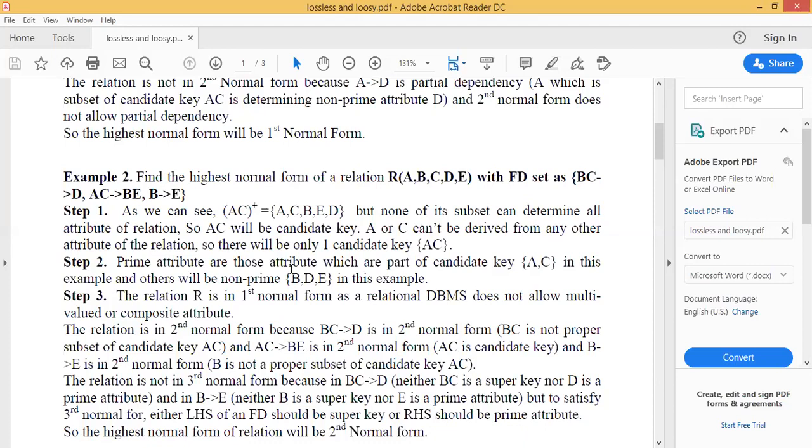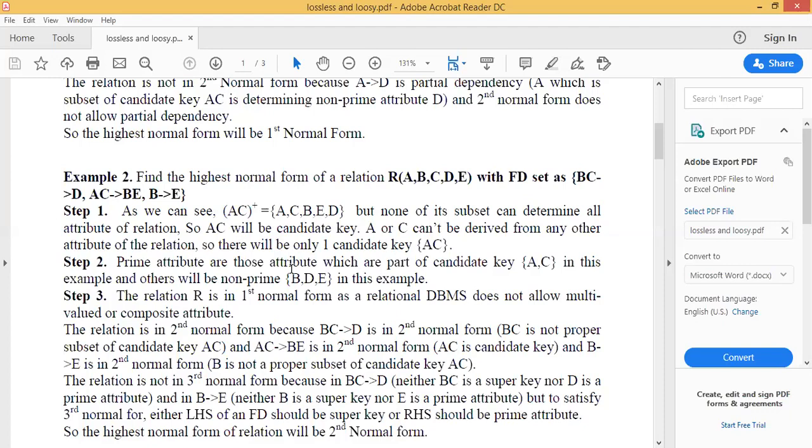So the relation is in second normal form because BC determinant D is in second normal form because BC is not a proper subset of candidate key AC, and AC determinant B is in second normal form because AC is the candidate key, and B determinant E is in second normal form because B is not a proper subset of candidate key AC. So the relation is in second normal form.